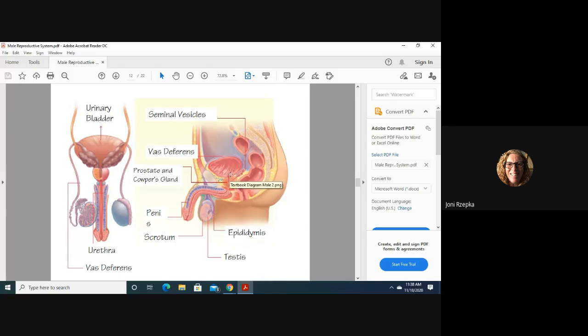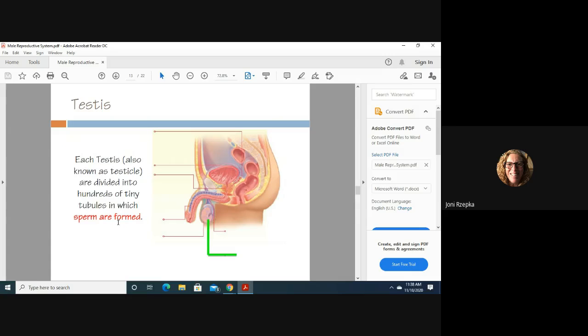So then it's showing you the urethra here and the penis. It's showing you the scrotum, the testes, the epididymis. It's also going to show the vas deferens, which is this tube here. And then we defined everything. So testes, there's two. They're basically 100 tiny little tubules, and it's where sperm is formed. The epididymis is for storage, and it's also a place that allows the sperm to mature.